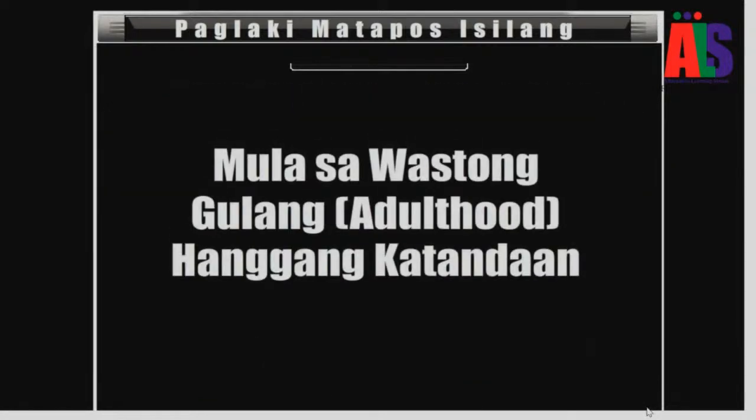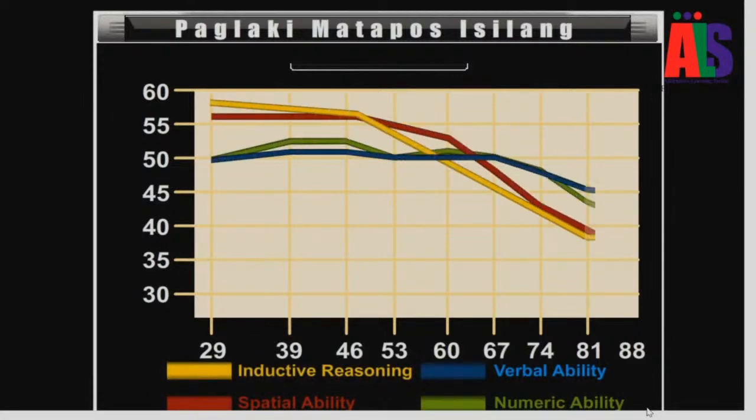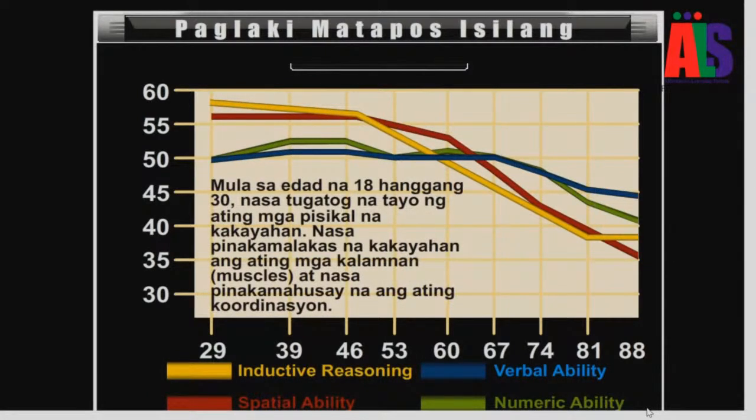Mula sa 18 gulang hanggang katandaan. Mula sa edad na 18 hanggang 30, nasa tugatog na tayo ng ating mga pisikal na kakayahan. Nasa pinakamalakas na kakayahan ng ating mga kalamnan at nasa pinakamahusay na ang ating koordinasyon. Pagkatapos ng 30 taong gulang, unti-unti nang nababawasan ang ating lakas at bilis.